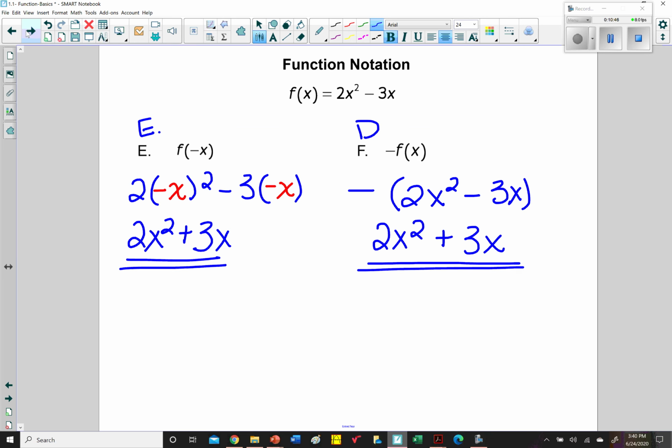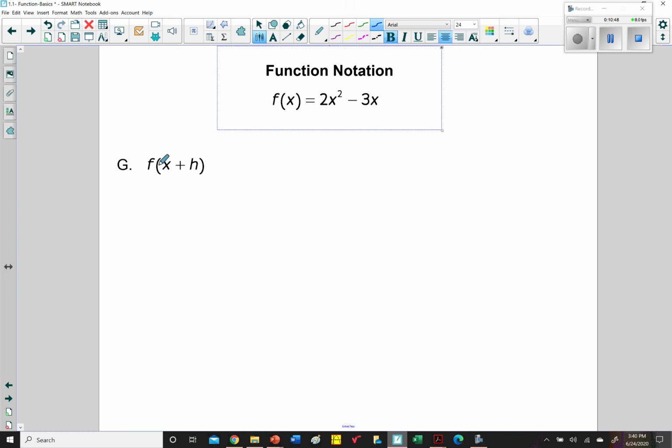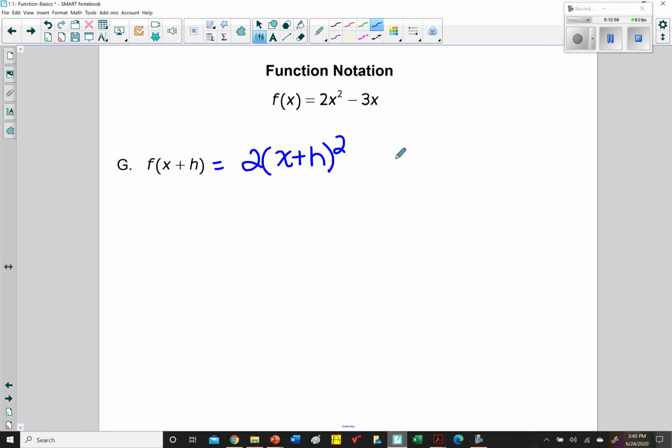And then letter G is another binomial, so 2 times the quantity x plus h squared minus 3 times the quantity x plus h. Then doing the same thing, if you want, you can turn the video off and try this on your own and come back to check your work when you're finished.